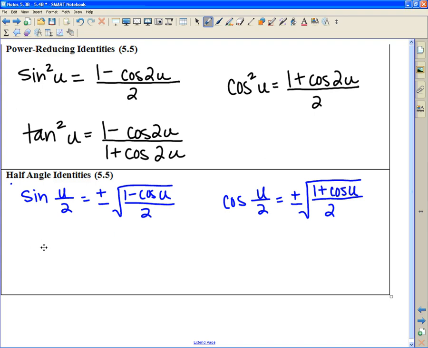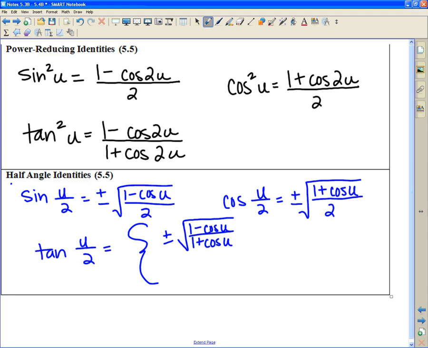Finally, the tangent of u divided by 2, a half angle for tangent, is equal to, you actually have quite a few options here. You get 3 of them. The first option is plus or minus the big square root of (1 minus the cosine of u) divided by (1 plus the cosine of u). Another option is (1 minus the cosine of u) divided by sine of u.